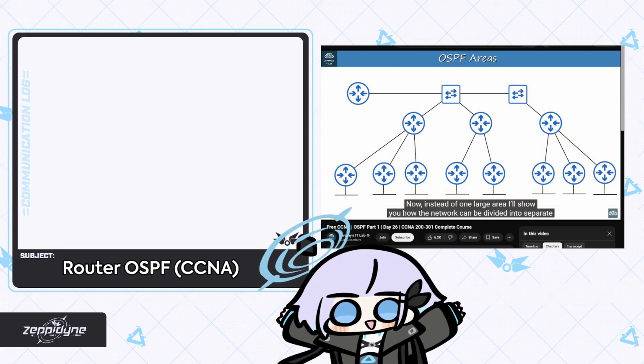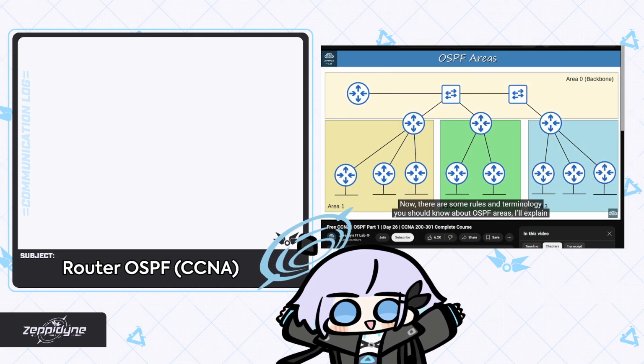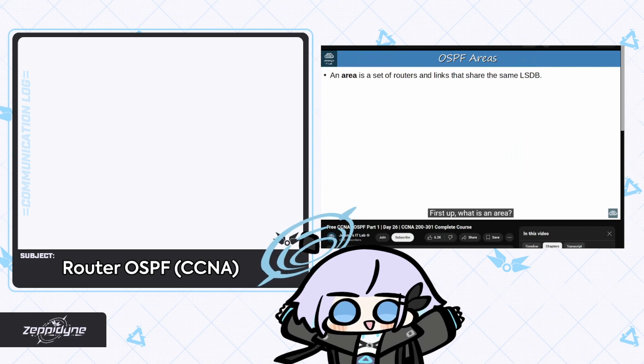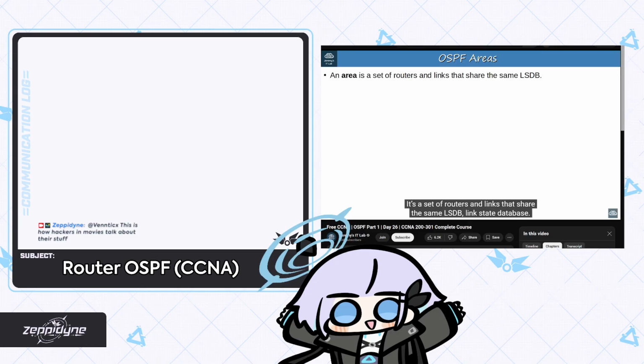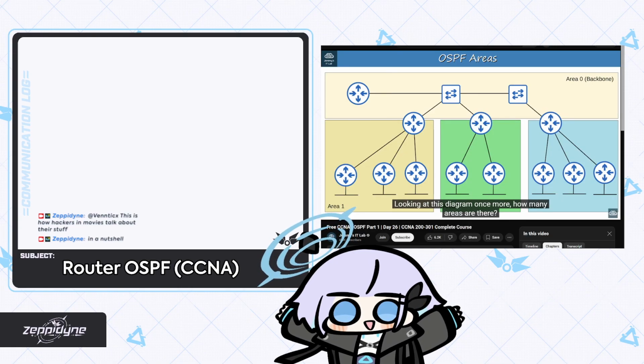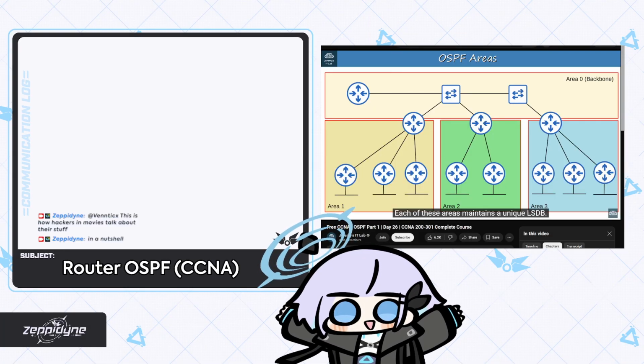Now, instead of one large area, I'll show you how the network can be divided into separate areas. Here's how it's done. Now, there are some rules and terminology you should know about OSPF areas. I'll explain them now. First up, what is an area? It's a set of routers and links that share the same LSDB, link state database. Looking at this diagram once more, how many areas are there? Area 0, Area 1, Area 2, and Area 3. So there are 4 areas. Each of these areas maintains a unique LSDB.